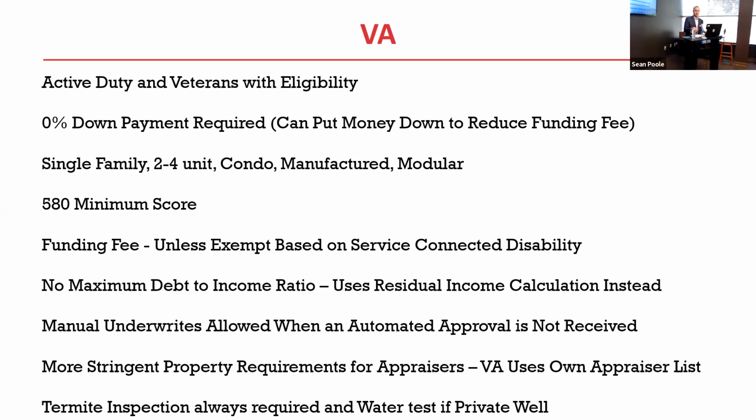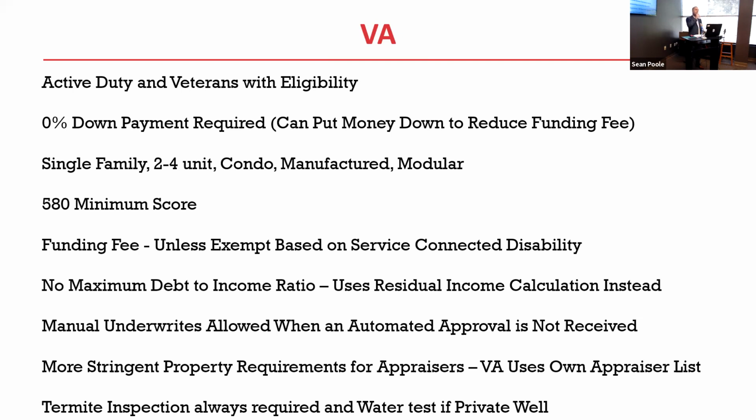Yes. So with the funding fee, you said it's no out of pocket. It's not out of pocket for them. It gets added to the top of the loan. They can pay it out of pocket if they want to. If they wanted to bring the money to closing, they can. But usually it gets rolled into the top of the loan. So let's say it's $100,000 and it's a $2,000 fee, then their loan amount's $102,000 instead of $100,000.